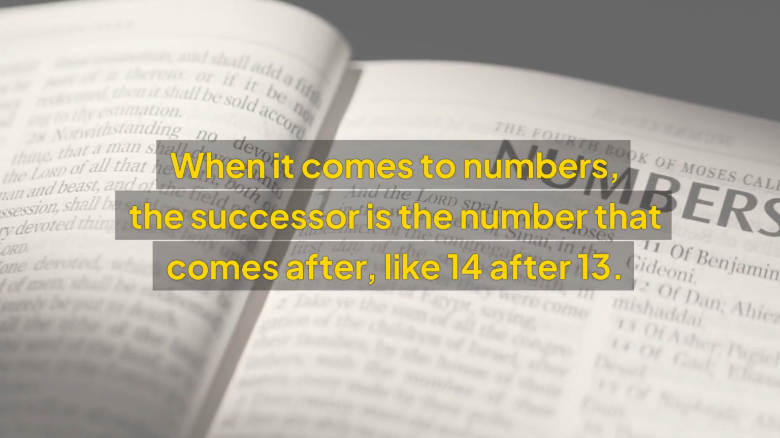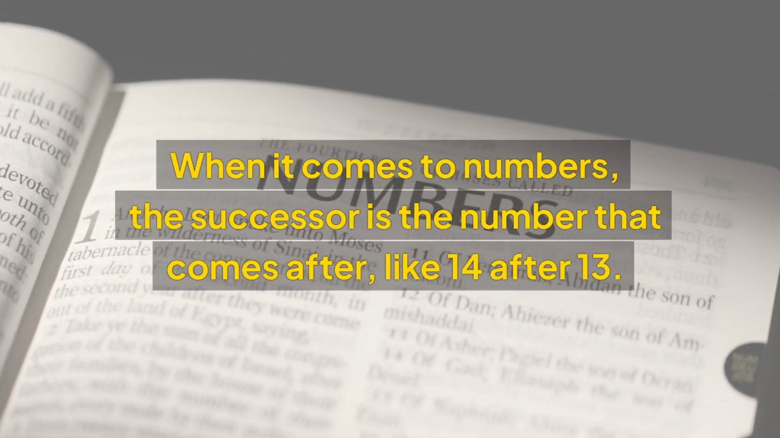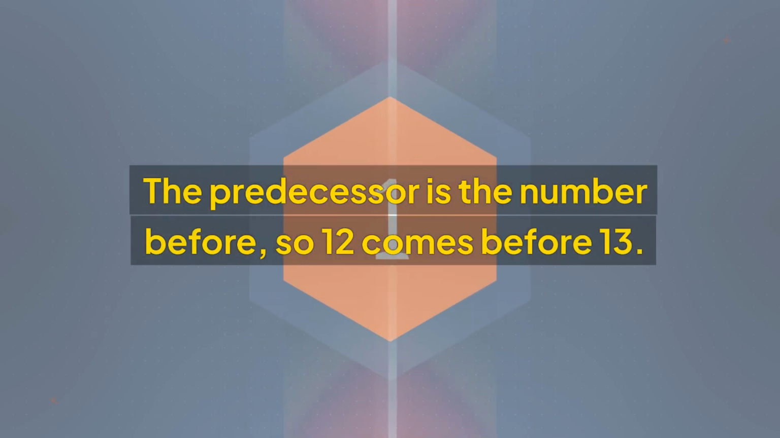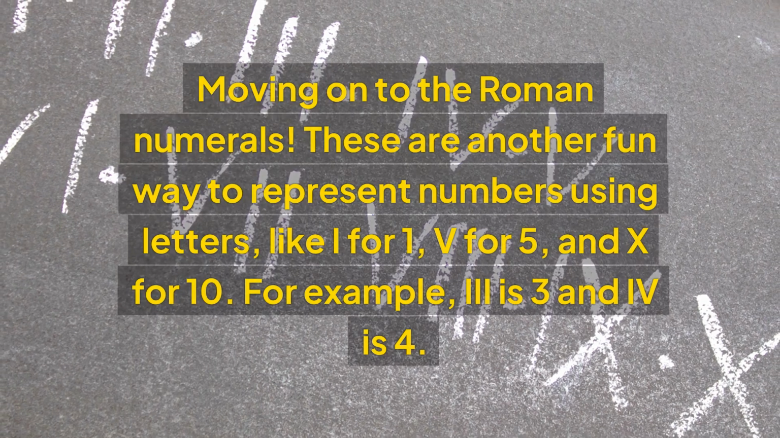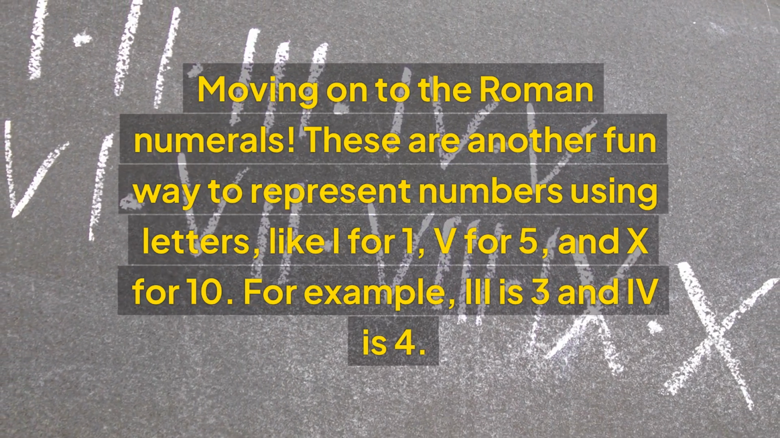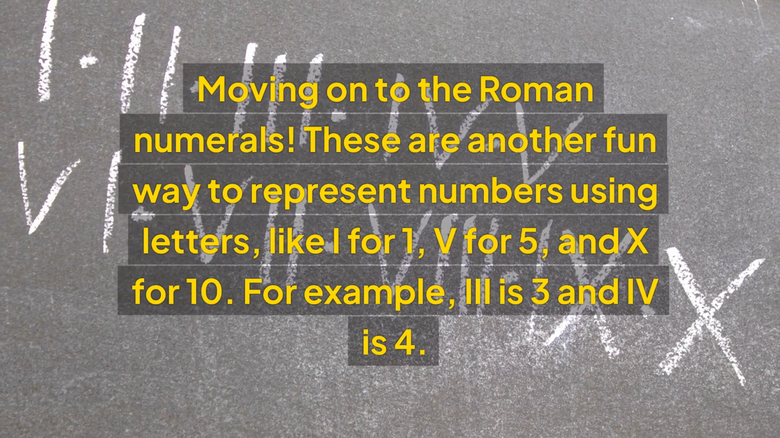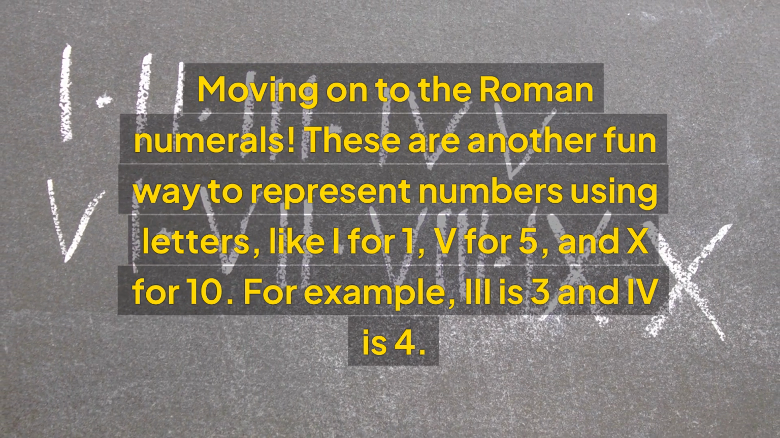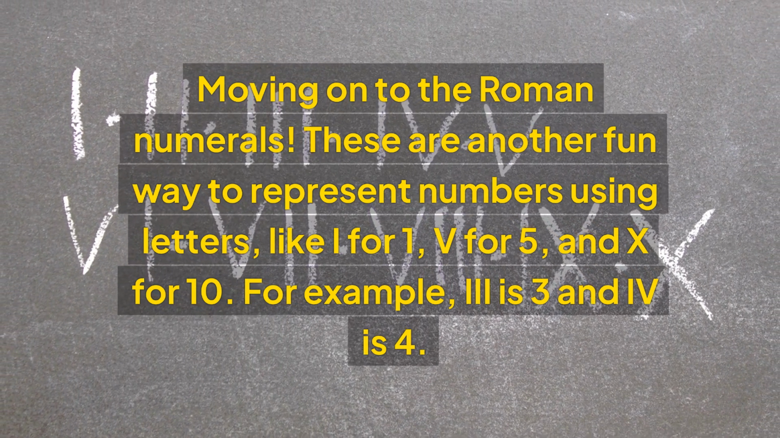When it comes to numbers, the successor is the number that comes after, like 14 after 13. The predecessor is the number before, so 12 comes before 13. Moving on to the Roman numerals. These are another fun way to represent numbers using letters, like I for 1, V for 5, and X for 10. For example, III is 3 and IV is 4.